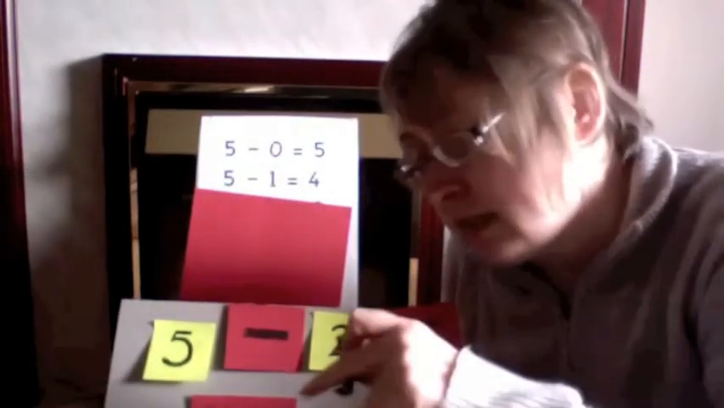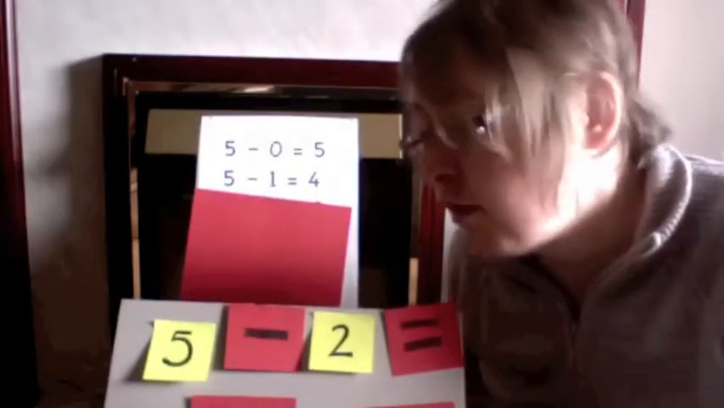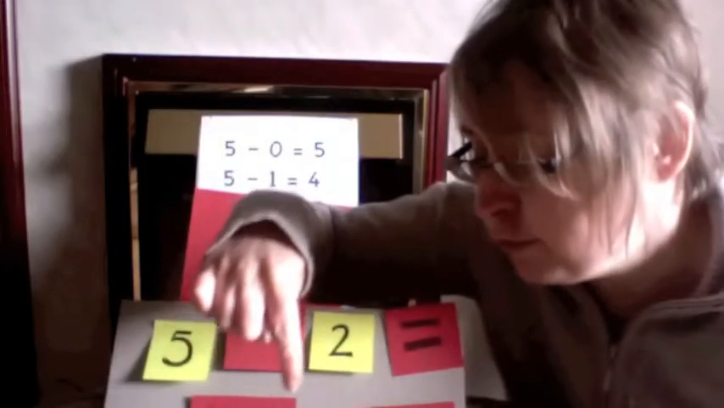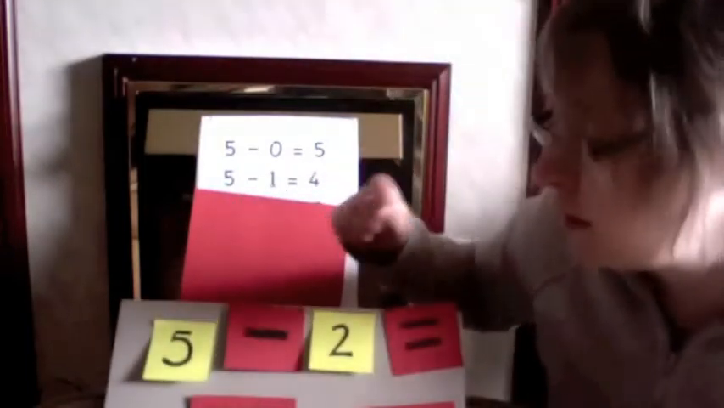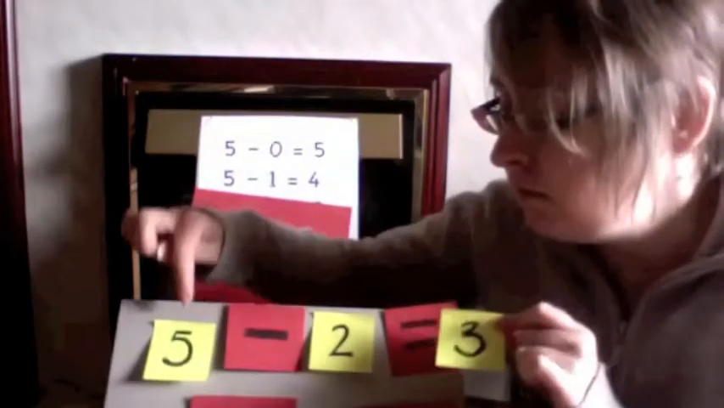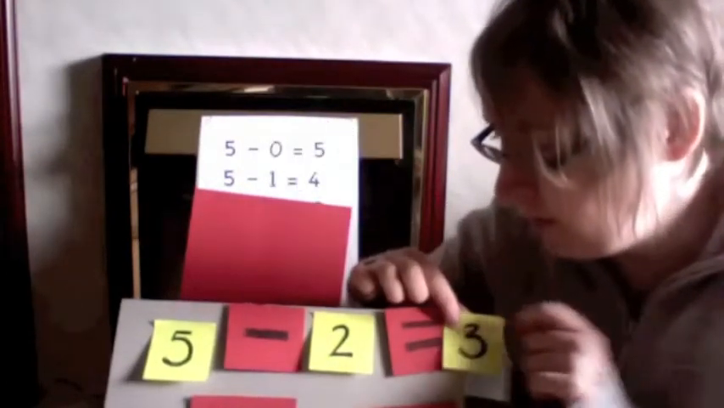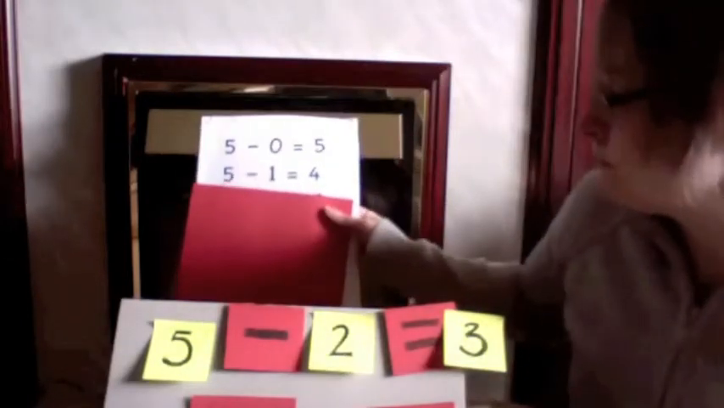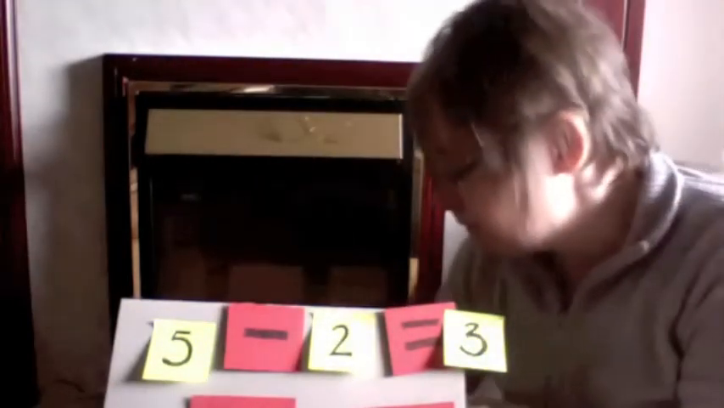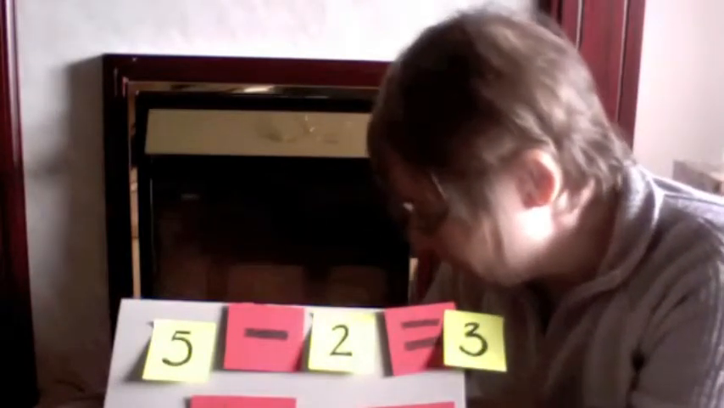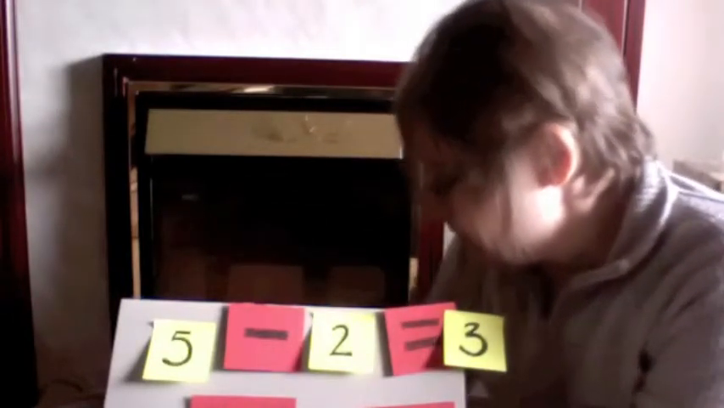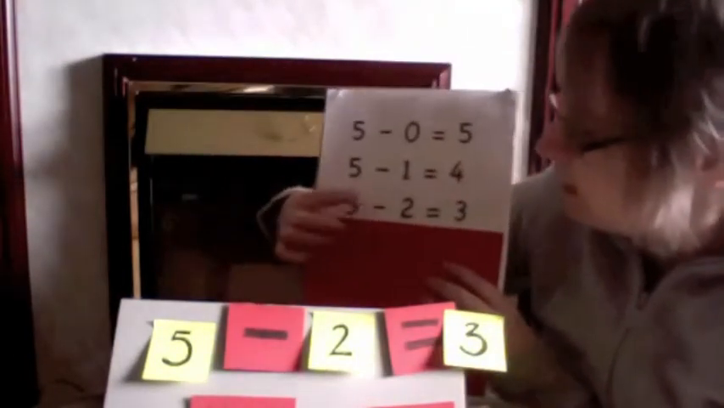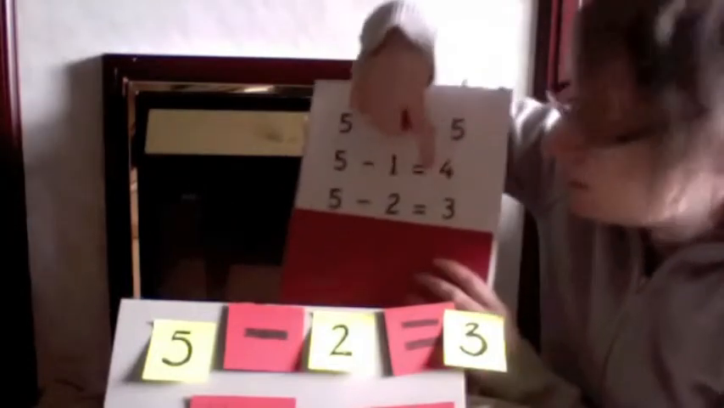So this answer, what we're left with, is smaller than the number that we started with. And in our tub here, we have 1, 2, 3 left. So the number 3 is obviously much smaller than the number 5 there. 5 take away 2 equals 3. Five take away 2 equals 3.